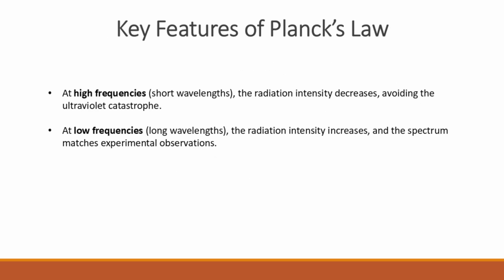Planck's law describes the intensity of radiation emitted by a black body across different wavelengths. It avoids the ultraviolet catastrophe by showing that radiation intensity decreases at high frequencies, short wavelengths. At low frequencies, long wavelengths, the intensity increases, matching experimental observations. This law fundamentally changed our understanding of radiation and laid the groundwork for quantum mechanics.